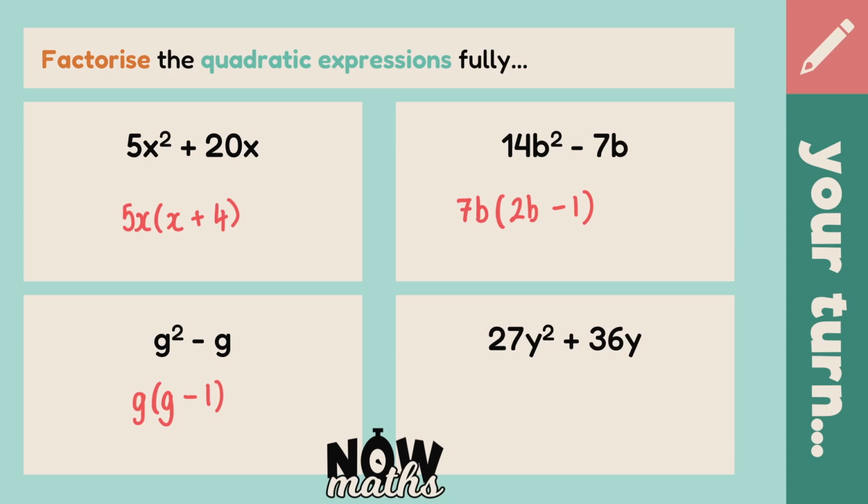And for the final quadratic, the highest common factor of 27y squared and 36y is 9y. Then 27y squared divided by 9y is 3y, and 36y divided by 9y is 4. And we close our brackets off. Really well done if you managed to have a go at these questions independently.